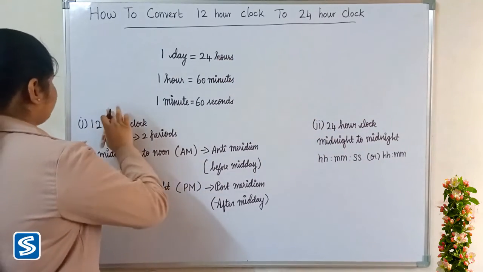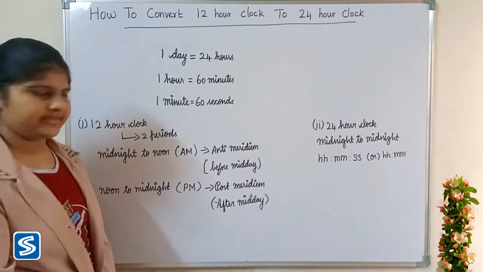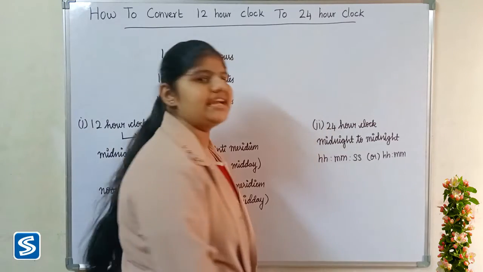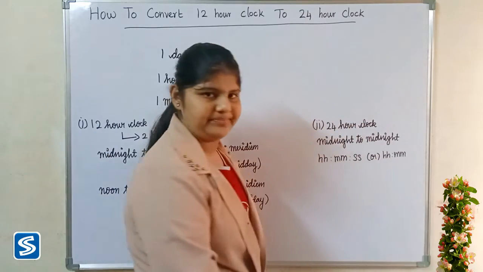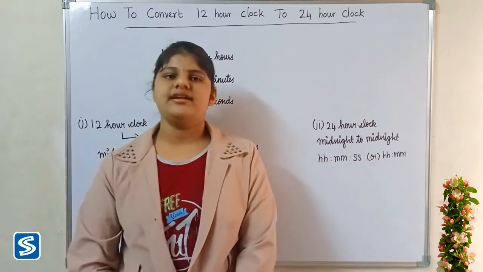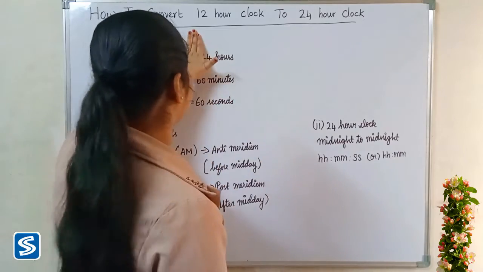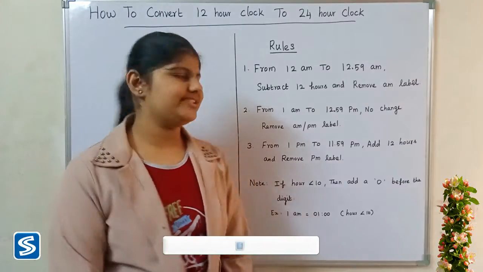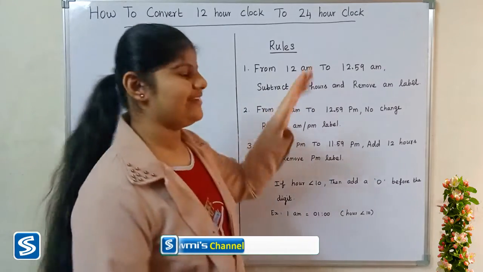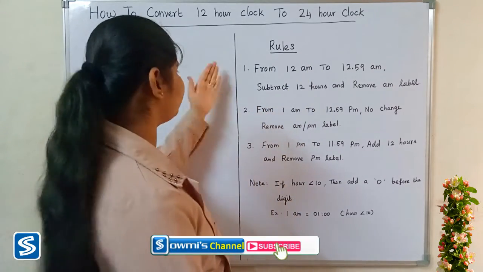We normally use 12-hour clock system. In some departments like airways and railways, we use 24-hour clock system. Next we will see how to change 12-hour clock system into 24-hour clock system. To change 12-hour clock system into 24-hour clock system, we should follow these rules.